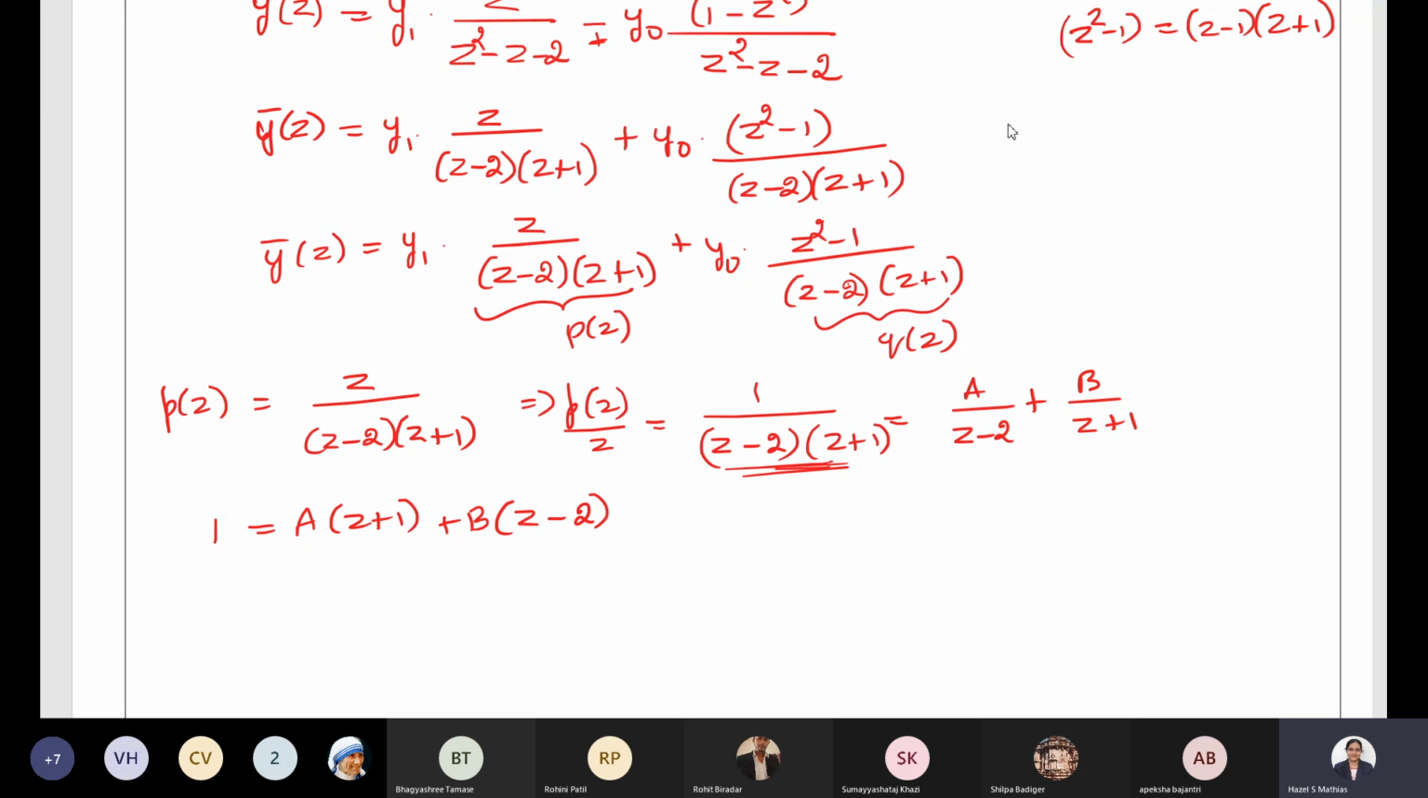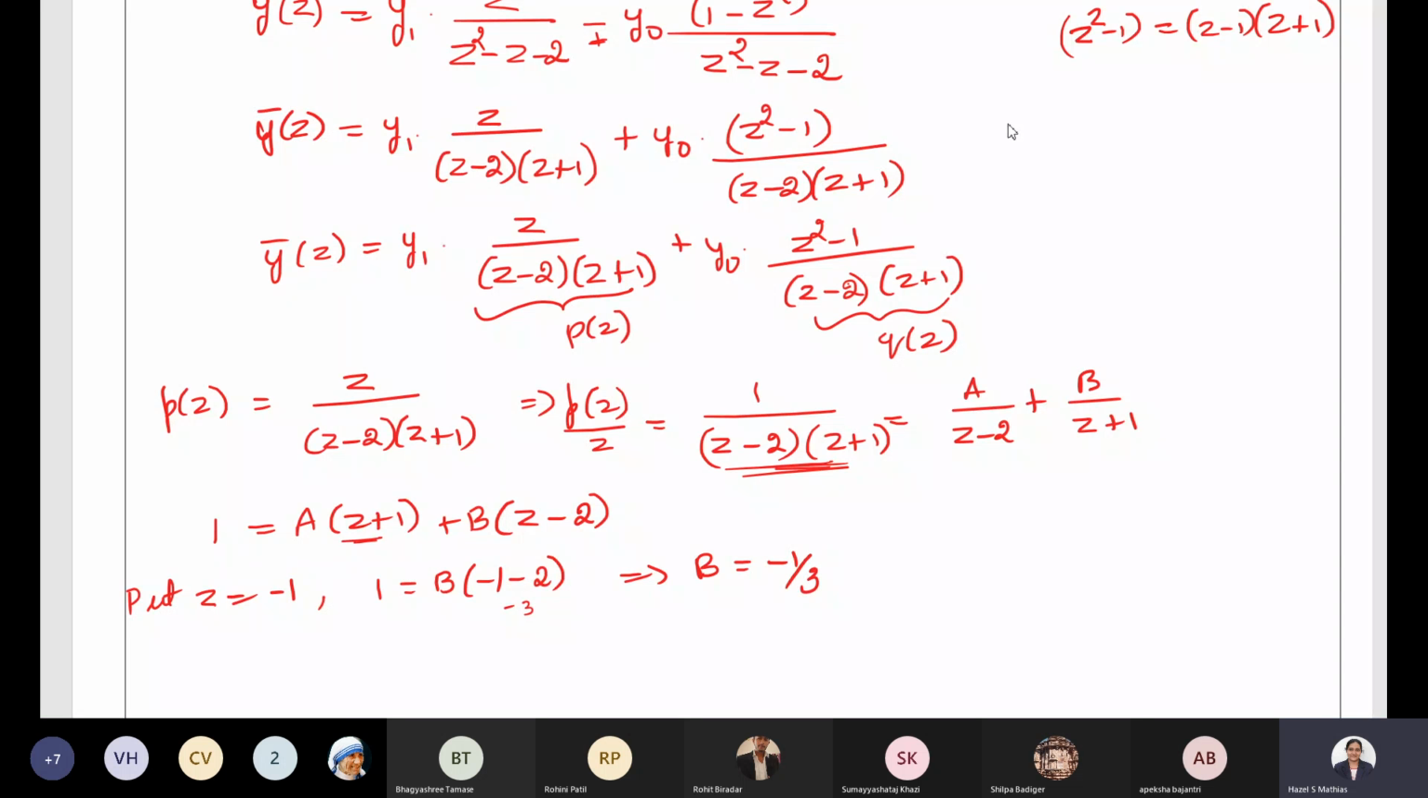So in order to find the value of b, we put z equal to minus 1. If I put z equal to minus 1, this term will be 0. 1 equal to b into minus 1 minus 2. So the value of b will be what? Minus 3 here we will have. So the value of b is minus 1 by 3.